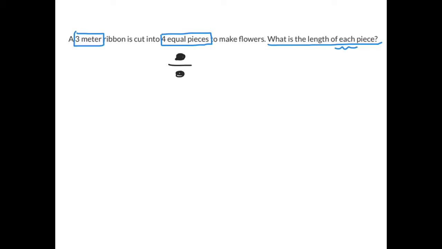Now I'm thinking about what my total is. What am I starting with? I'm starting with 3 meters. And it's being cut into 4 pieces. So my total is 3. And then I have 4 groups. 3 divided by 4 is my number sentence.